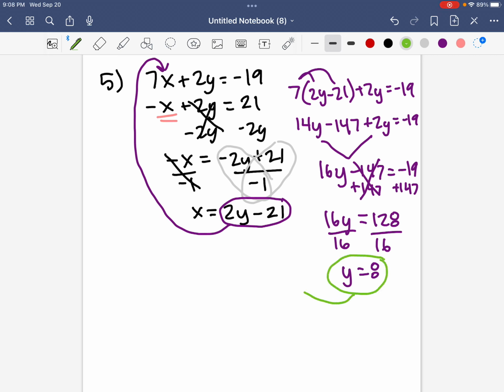Now I take this and I plug it into that y, and I have 2 times 8 minus 21, which is 16 minus 21, and so x equals -5. So my final answer is -5, 8.